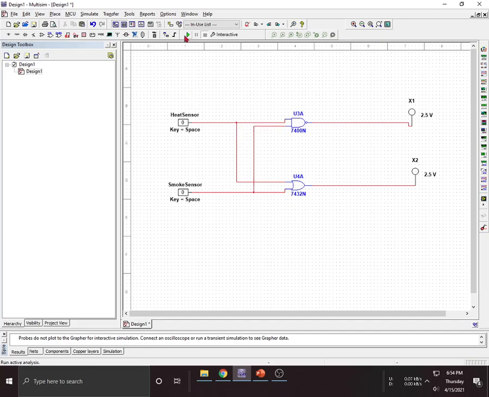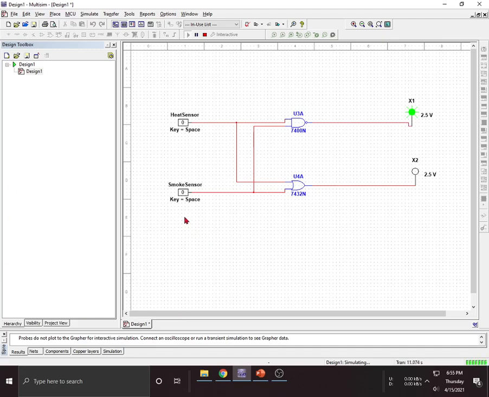Now we'll run the project. Here we can see that heat sensor and smoke sensor both are 0, that's why the LED probe is green. When both are 0, the red probe is 0 and the green probe is 1.